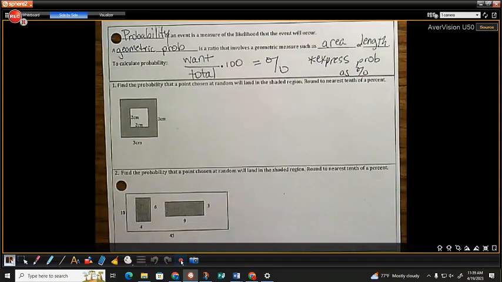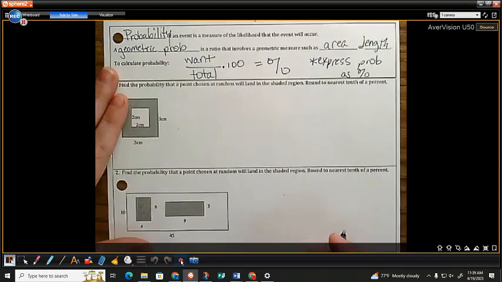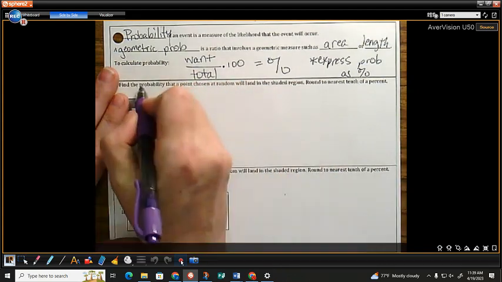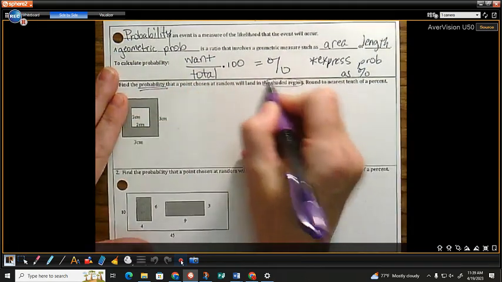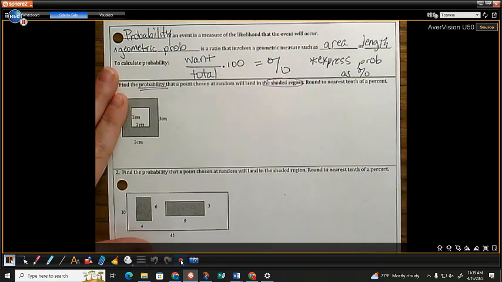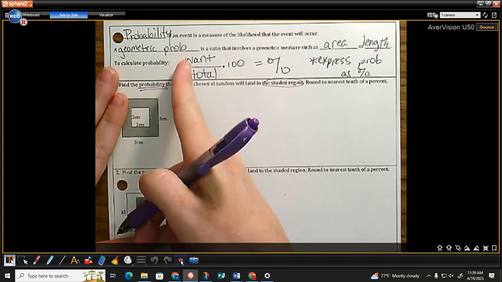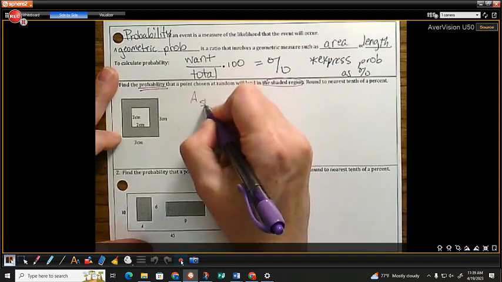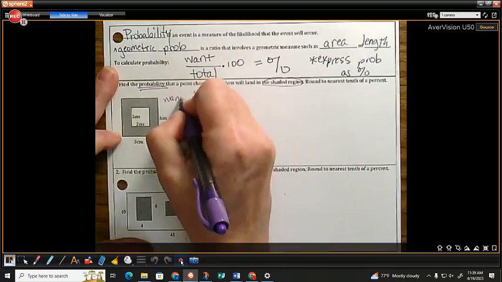So I'm going to scooch ahead just a little bit and let's attempt one. Now, these are going to get complicated fast. So remember, being organized and showing work is helpful. So on here, I want to find the probability of being in the shaded region. So what is the thing that I want? The probability of the shaded. The area of the shaded. That is what I want.